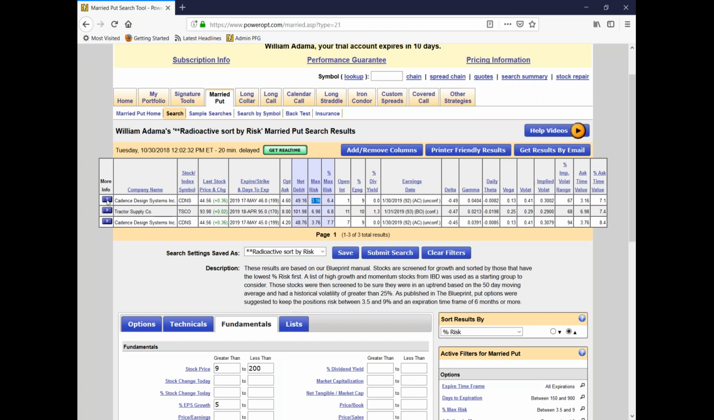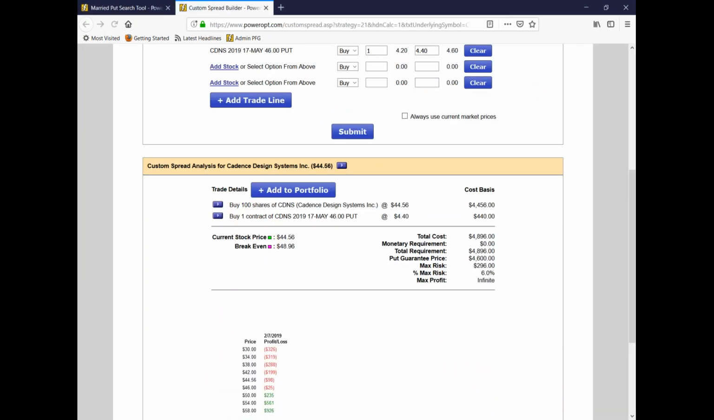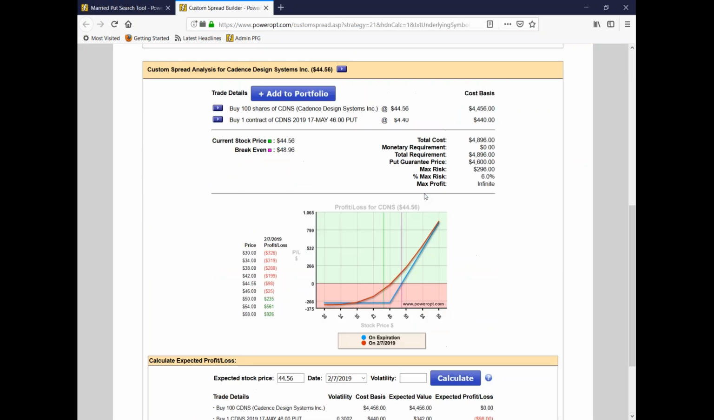All right, so say I decide to go with this position. What do I want to do? I go to the profit and loss chart. Here we are with our initial structure. Remember the risk of 6% roughly. If I get midpoint at 440, it's only even 6%. I still have infinite upside.